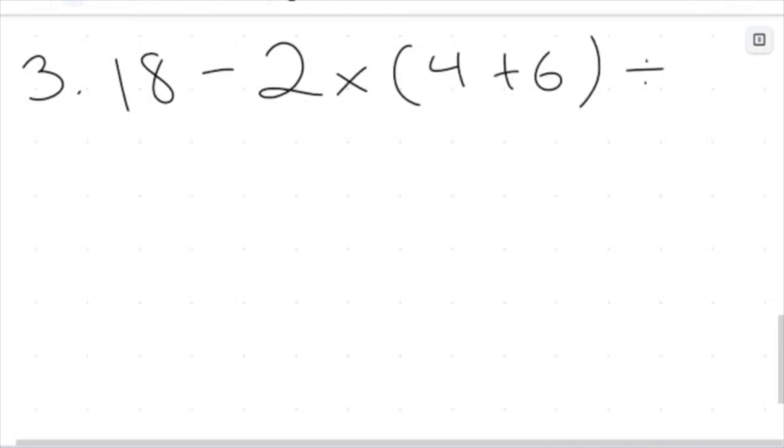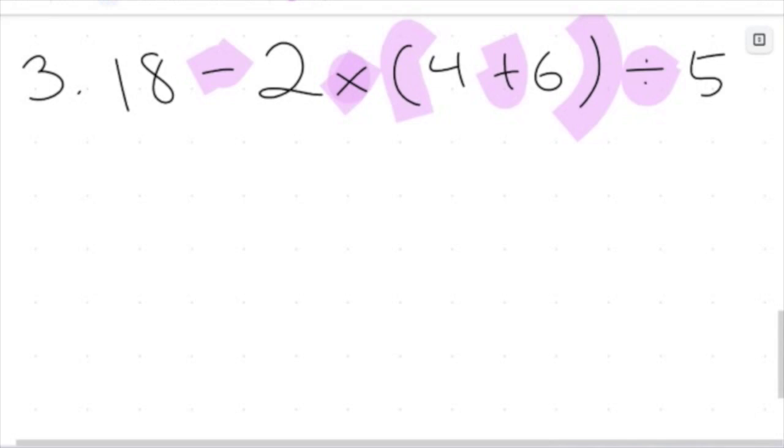I have 18 minus 2 times (4 plus 6) divided by 5. Now, in this particular question, we have every single operation used here. We have subtraction, we have multiplication, we have brackets, we have addition, and we have division. So this is a nice big question just to get us used to working with all of these. Now, this looks really scary, but if we follow our order of operations, we can break it down quite easily.